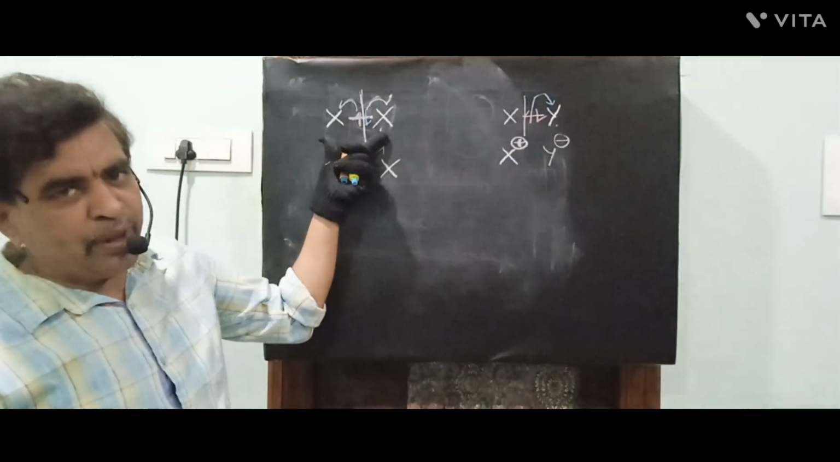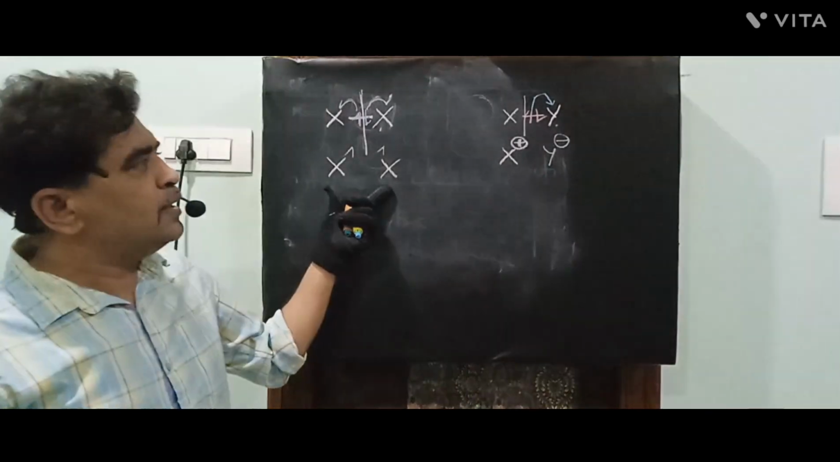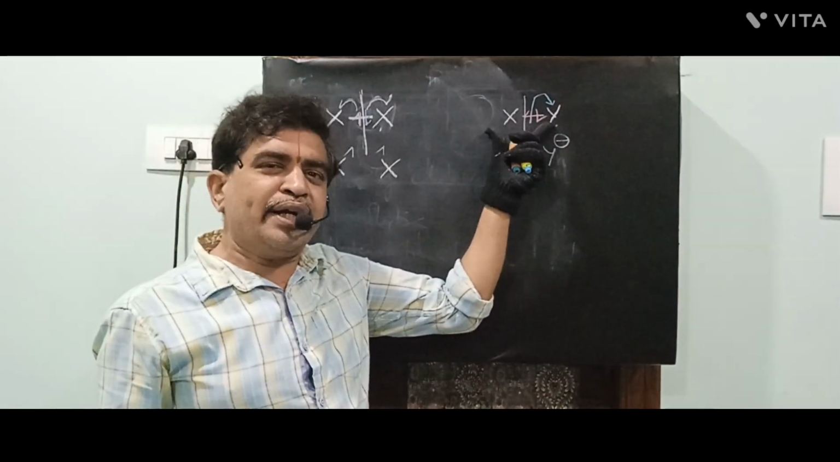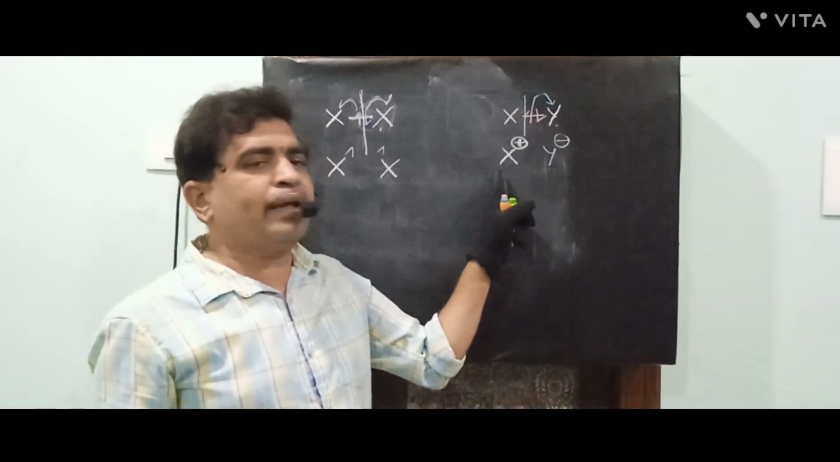So when the bond is broken homolytically, we form free radicals. When the bond is broken heterolytically, one positive ion and one negative ion are formed.